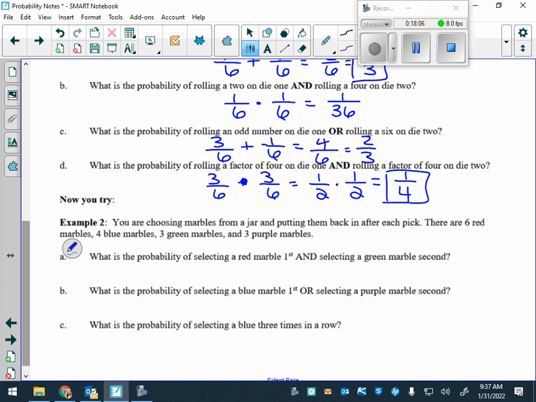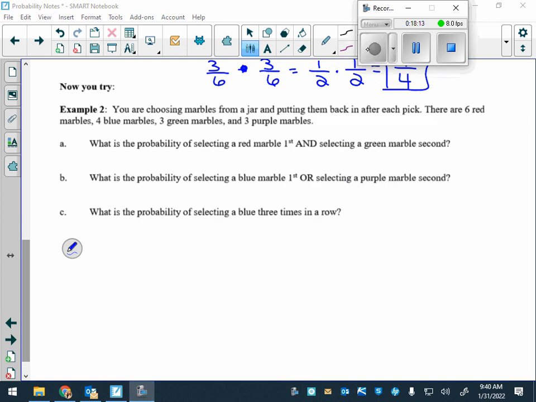Okay, good. Try example 2. All right. So you're choosing marbles from a jar and putting them back. So right then and there, that determines that they're independent because you're putting them back in after each pick. There are 6 red marbles, 4 blue, 3 green, 3 purple. How many in total? Yep. 16 in total. Good.